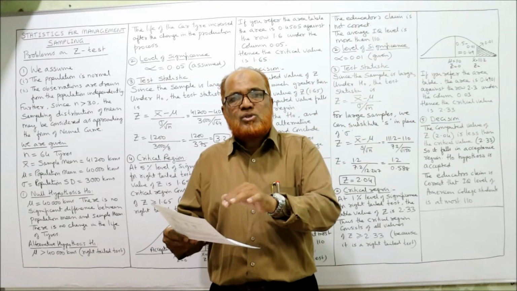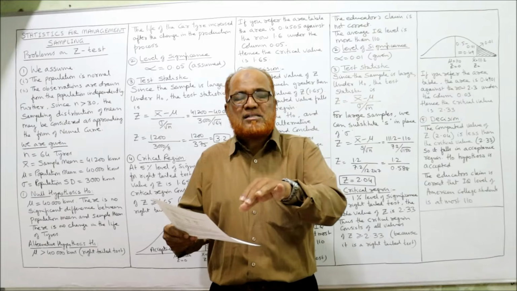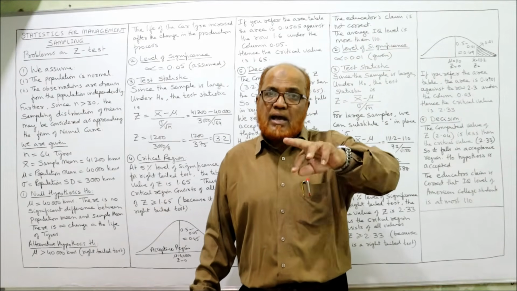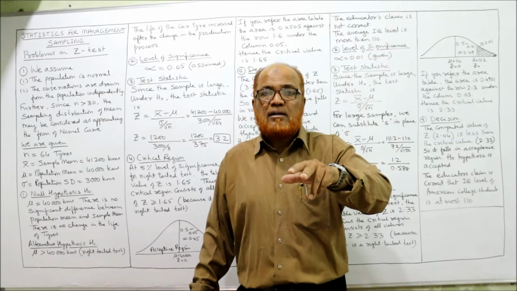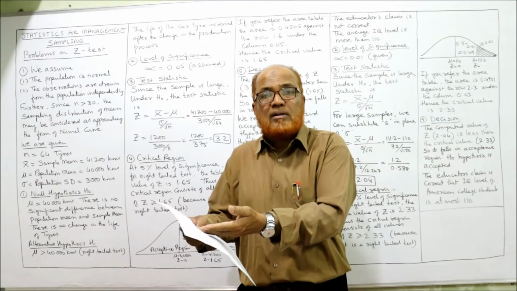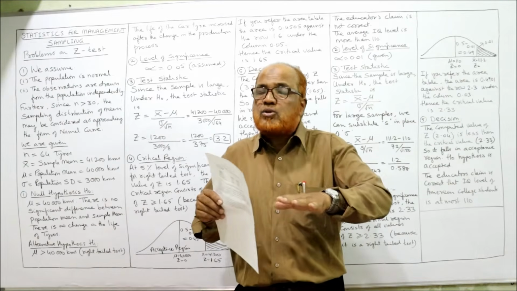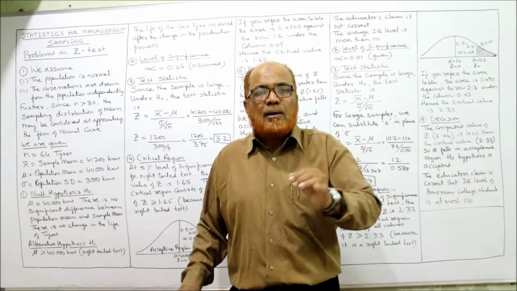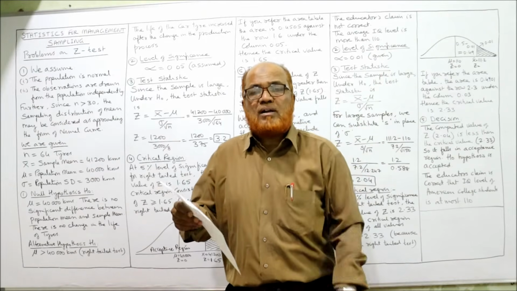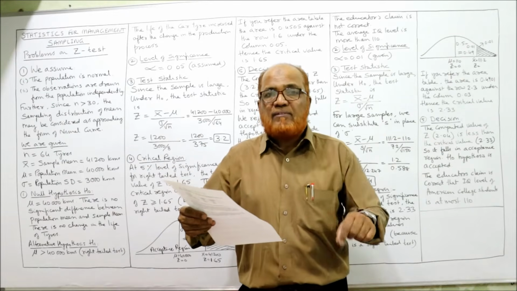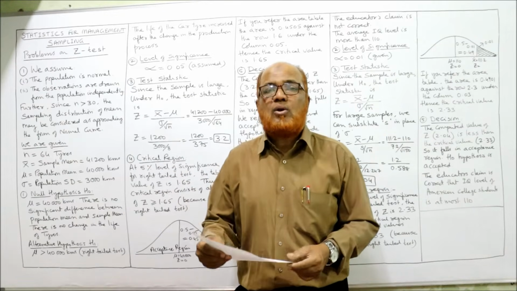So 150 students is the sample, and the tested IQ level has come to 111.2. So apparently it looks like the IQ is more. The sample IQ is more than the population. That means the educator's claim is not correct. He is claiming only up to 110, but the sample says it is more than 110, with a standard deviation of 7.2. Now the level of significance is given, 0.01.